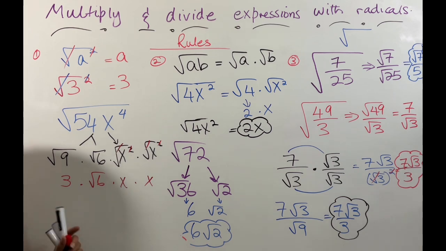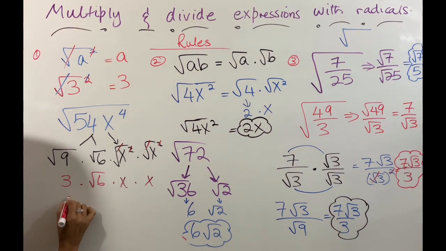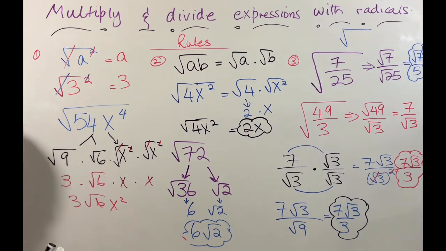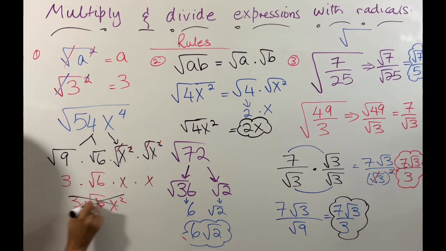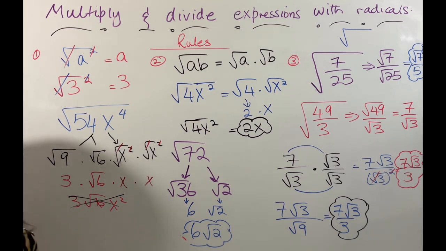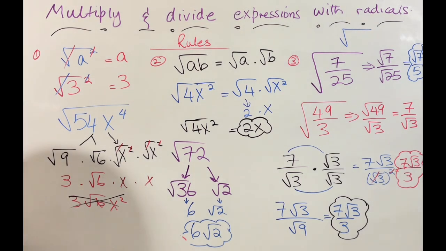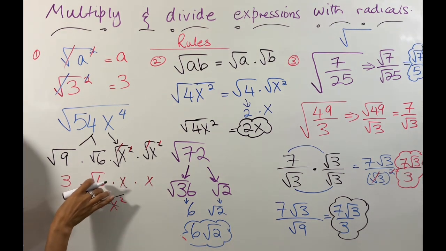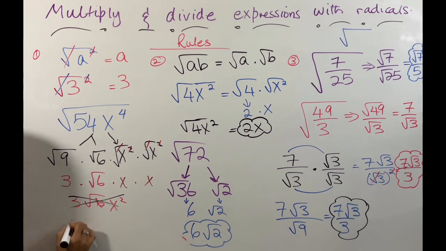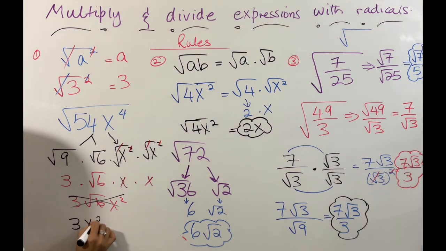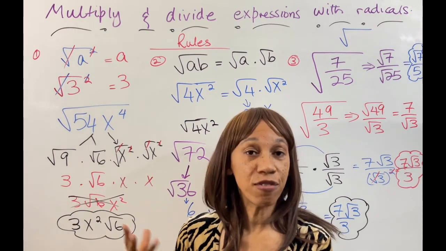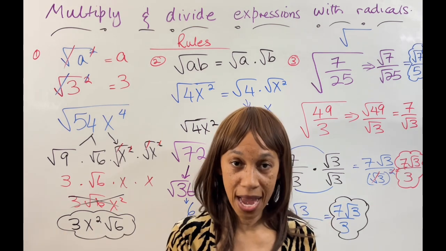Now I don't want you to give me this as your answer. No, you're not supposed to write it this way. You have to write it in a way such that you have all your variables and your number in front of the radical sign. So it should be 3x to the 2nd power radical 6, and that should be your final answer. In conclusion, I have just laid out for you the 3 steps.